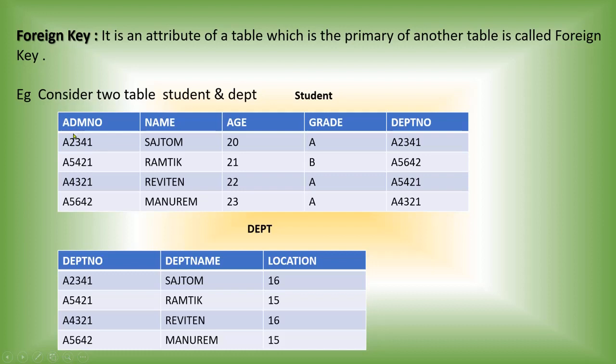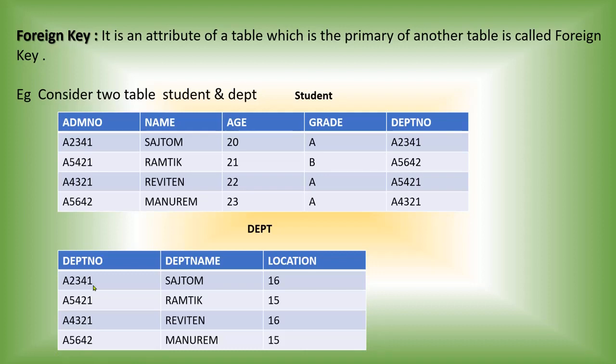In this table, you can select admission number as the primary key of the table. And here you can see one more table, that is the department table. In this department table, there are department number, department name and location. From these attributes, you can say department number is the primary key of the department table.